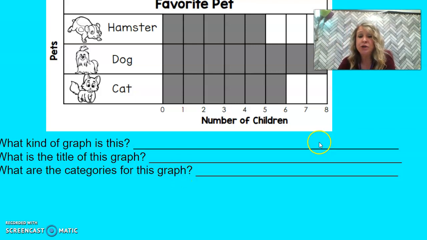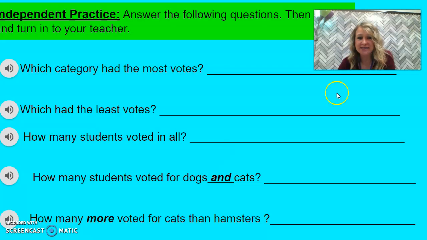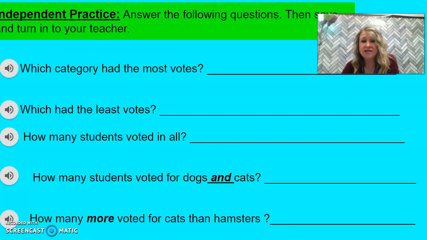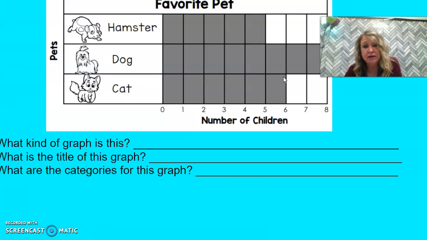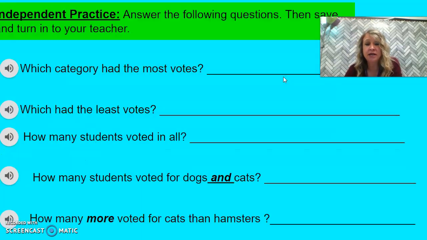Now you are going to use this bar type graph to answer the following questions. Then you are going to save your assignment and turn it in to your teacher. You're going to have to flip back so you can look at the bar graph when you're answering the questions. Notice the speaker. It will read the question to you.